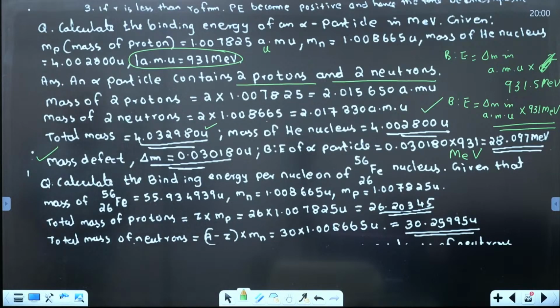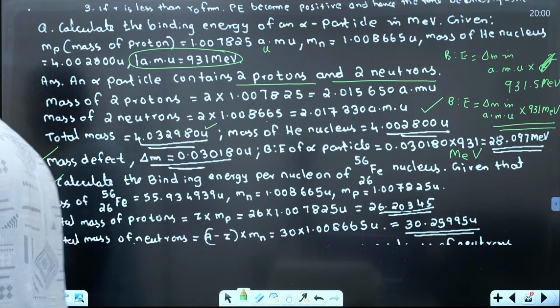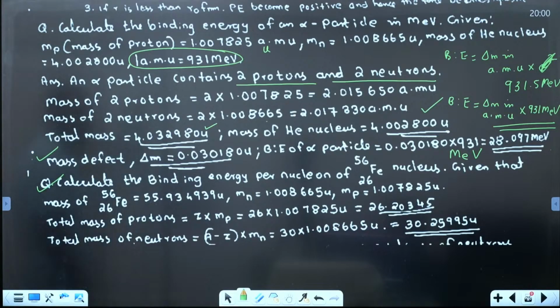Those who have finished can try the next problem. Same type only, not much difference.